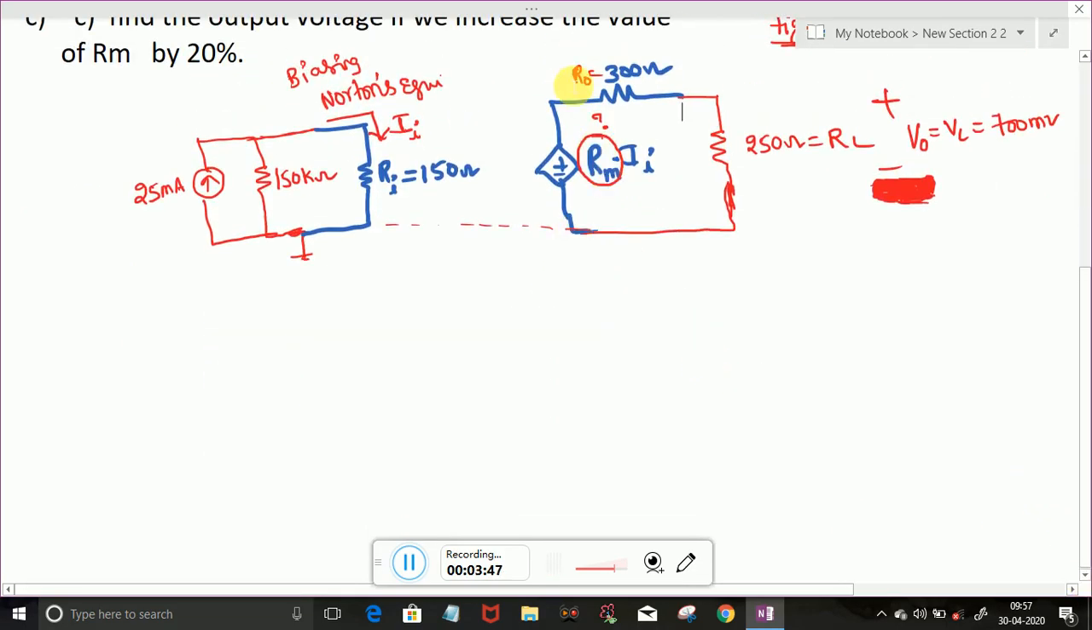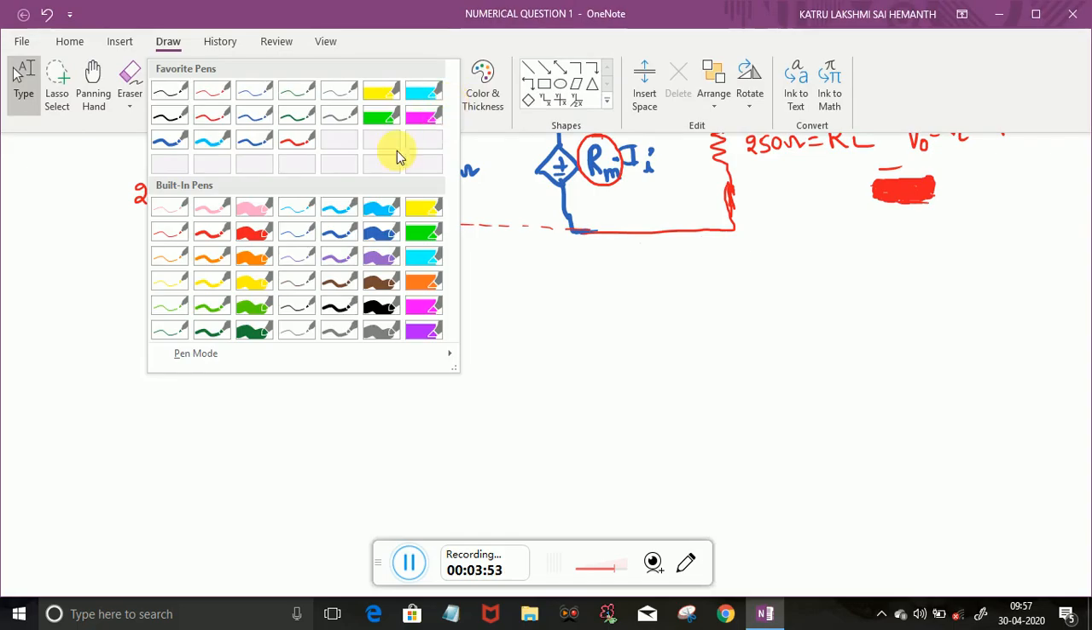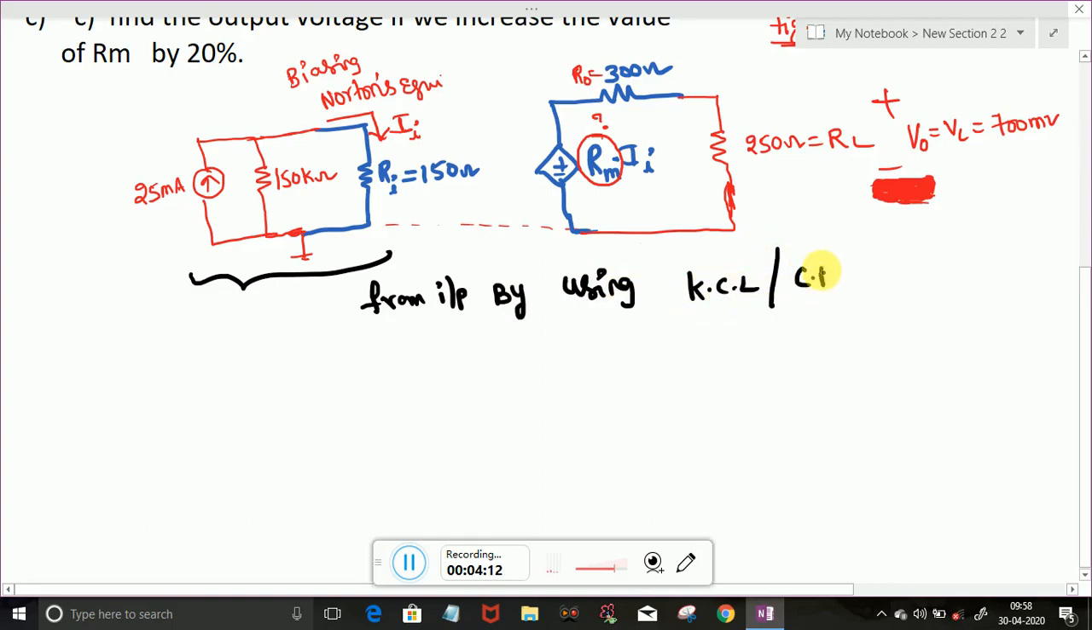Now it's all solving simple network methods. Let me use black color. Now if you look from the input side, by using KCL or the current division rule, you can use KCL to find this current Ii, or simply you can apply the current division rule here. I will use the current division rule because it is much simpler than writing a KVL equation.